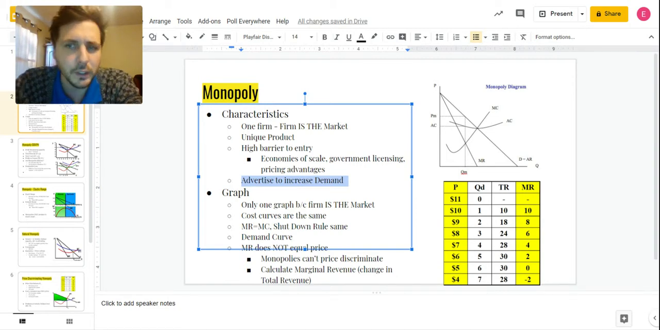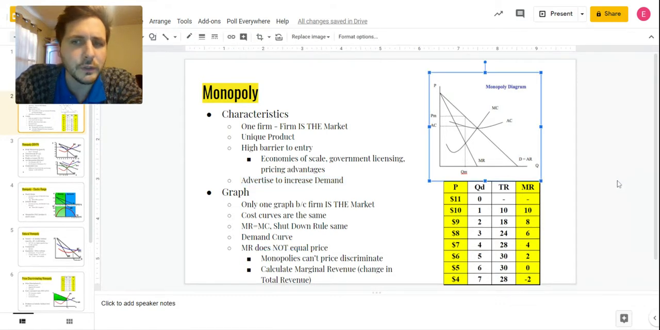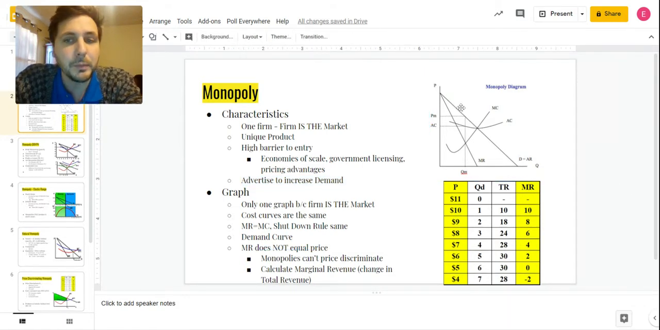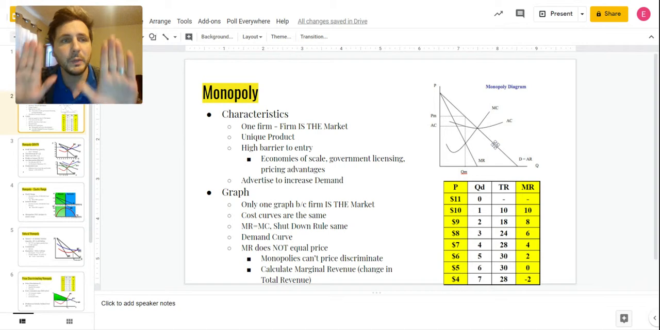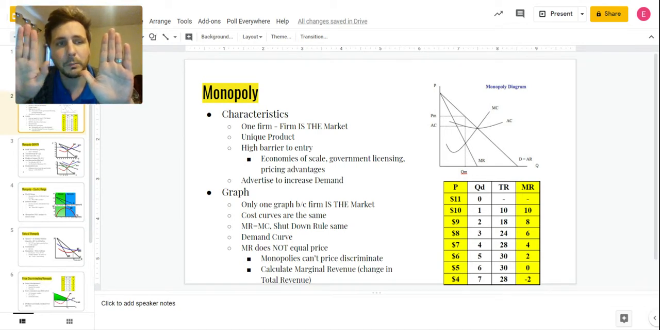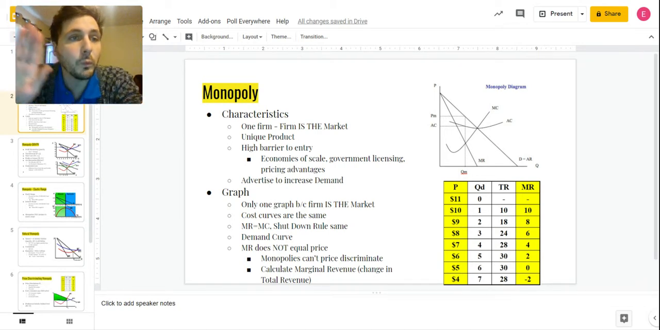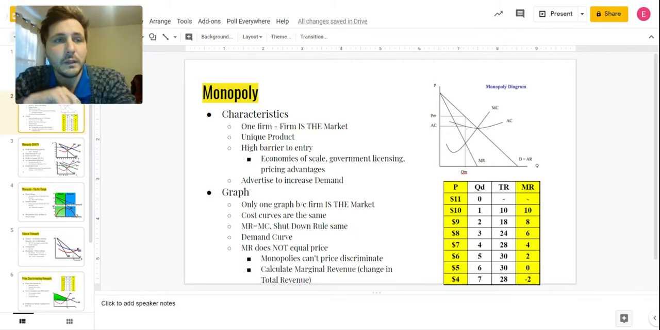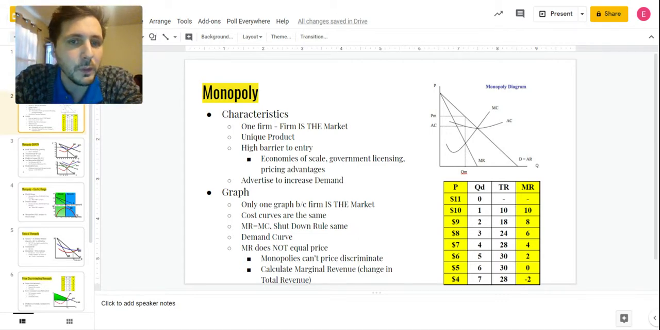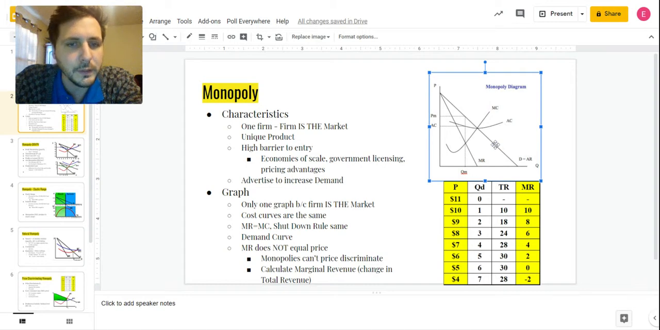Okay, so what's this look like on a graph? Over here, we have a graph, so you can see it highlighted right there. But it's only one graph. Remember, in perfectly competitive, we had side-by-side graphs. We had the market and we had the perfectly competitive. Well, now we only have one graph because the market is the firm, right? They're the same thing, one and the same. So we got our one graph right there.